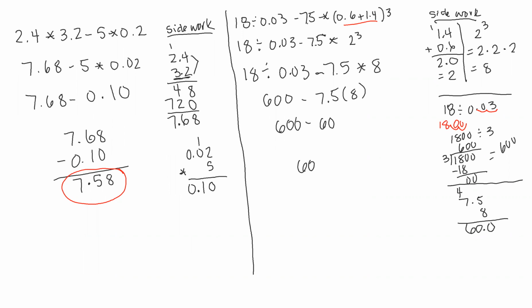We can go ahead and do the subtraction right here. 0 minus 0 is 0. 60 minus 6 is 54. So our final answer is 540. If we had kept that 7.5 as a 75, we would have gotten 75 times 8, which is 600. 600 minus 600 is 0.